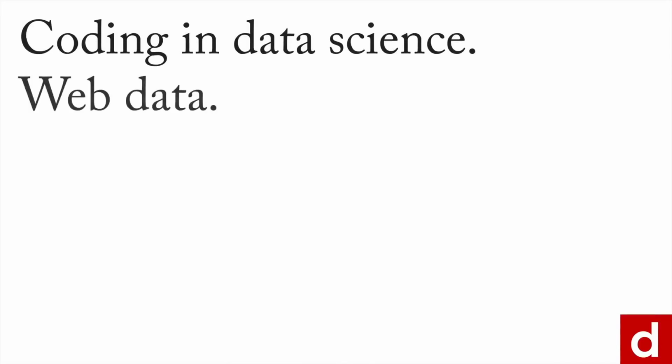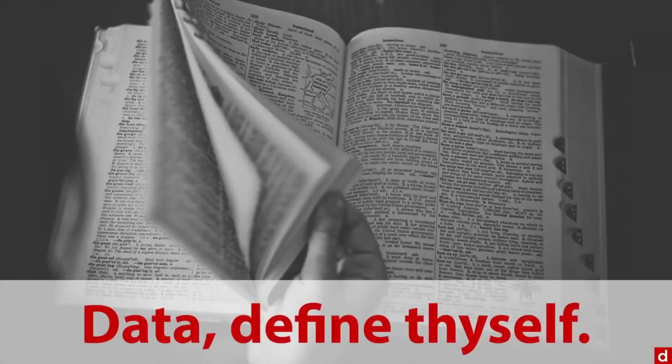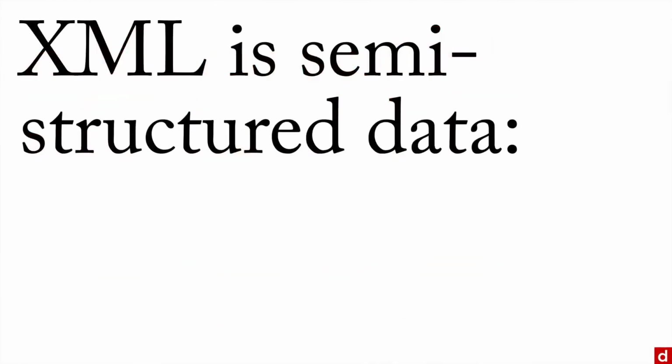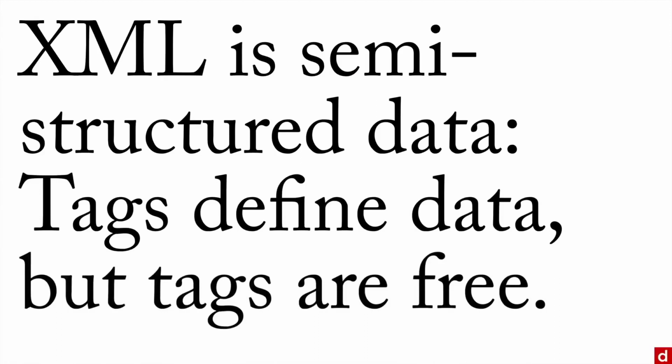The next step in coding in data science when you're working with web data is to understand a little bit about XML. I like to think of this as the part of web data that follows the imperative, data define thyself. XML stands for Extensible Markup Language. What it is, XML is semi-structured data. What that means is that tags define data so a computer knows what a particular piece of information is. But unlike HTML, the tags are free to be defined any way you want. And so you have this enormous flexibility in there, but you're still able to specify it so the computer can read it.